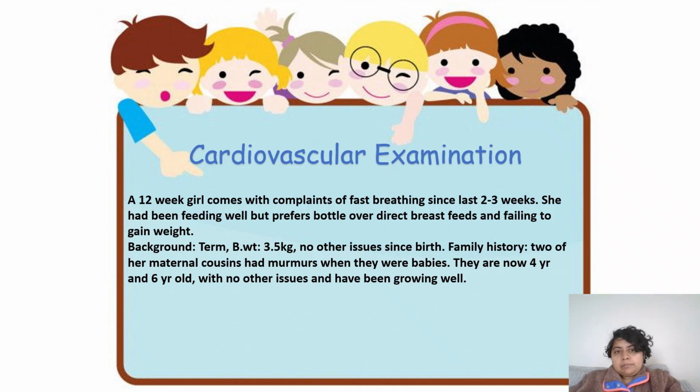So, cardiovascular examination. A 12-week-old girl comes with complaints of fast breathing for the last 2 to 3 weeks. She had been feeding well, but prefers bottle feed over breastfeeds and is failing to gain weight. Background: term baby, birth weight of 3.5 kg, no other issues since birth. Family history: two of her maternal cousins had murmurs when they were babies.